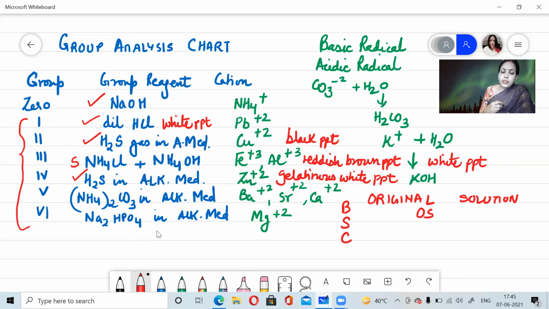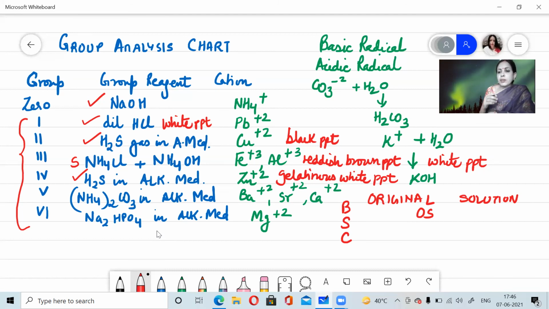Then comes the sixth group. If you don't get any white precipitate, it indicates that the fifth group is also absent. Then in that case, we add disodium hydrogen phosphate, again making the solution alkaline. If you get a white crystalline precipitate, it confirms the presence of magnesium ion. So you can see that we have tested with the same original solution, that is OS, from group 1 to group 6. But for zero group, we do not prepare any solution.